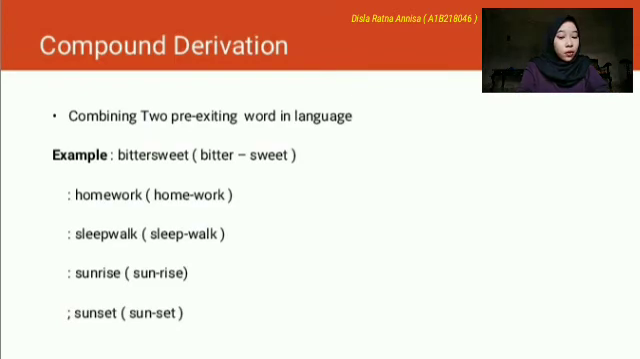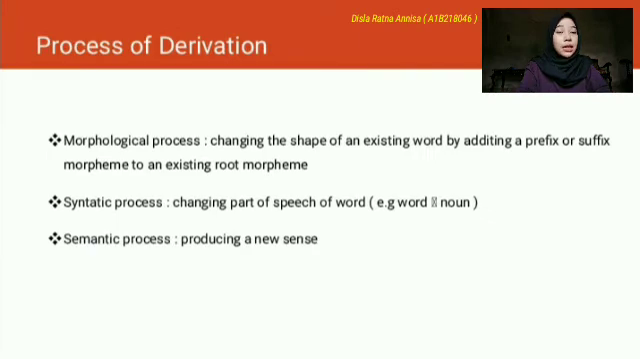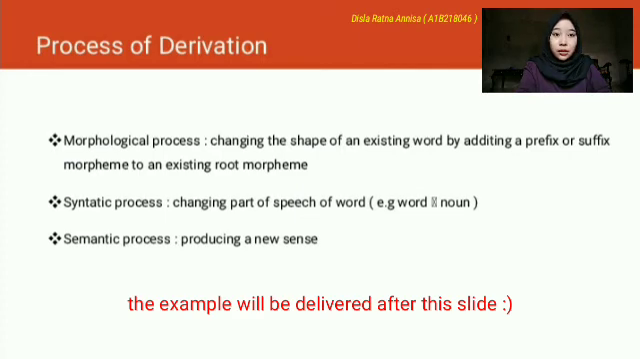And the last one is talking about the process of derivation. The first one is the morphological process. It is changing the shape of an existing word by adding a prefix or suffix morpheme to an existing root morpheme. To make it clear, I'll give an example after I read all about the process.